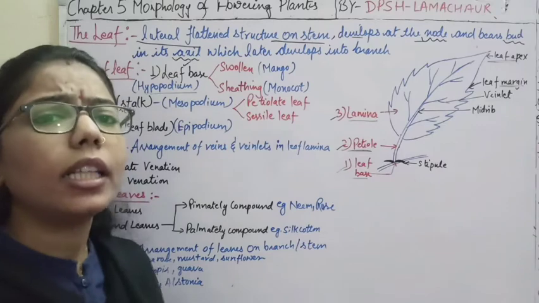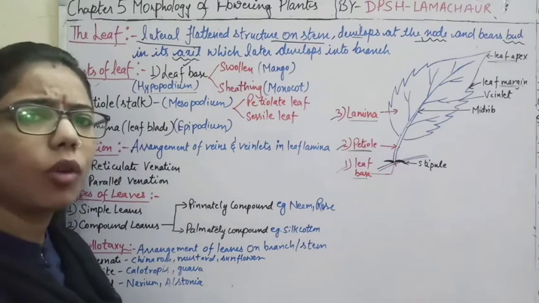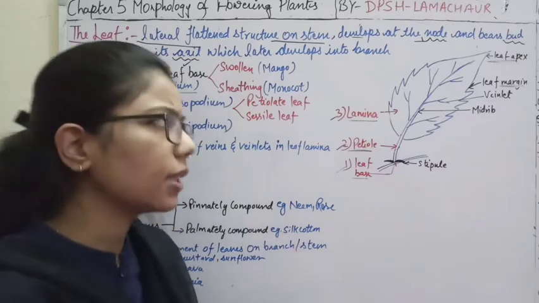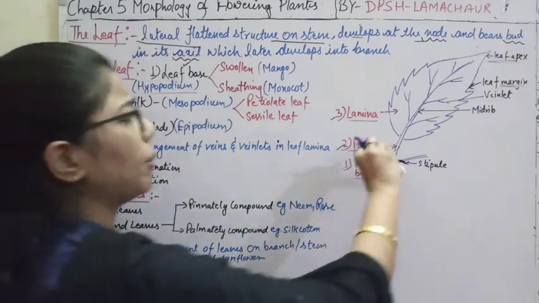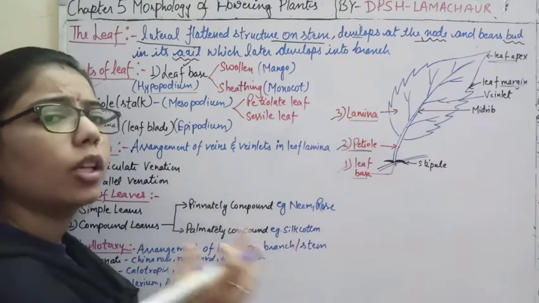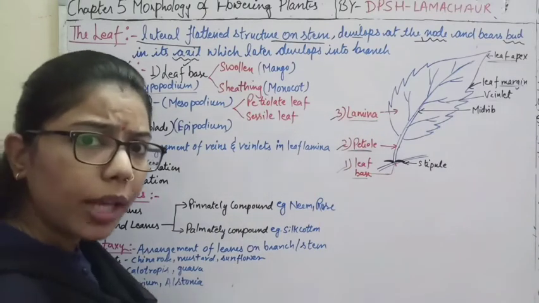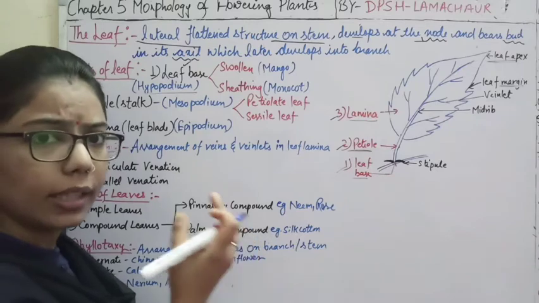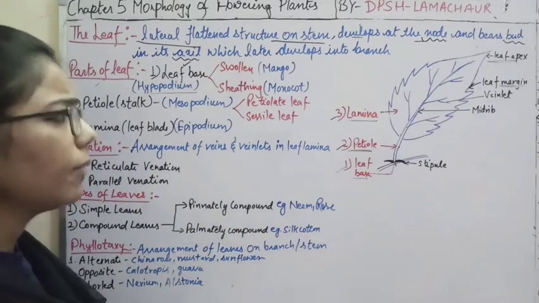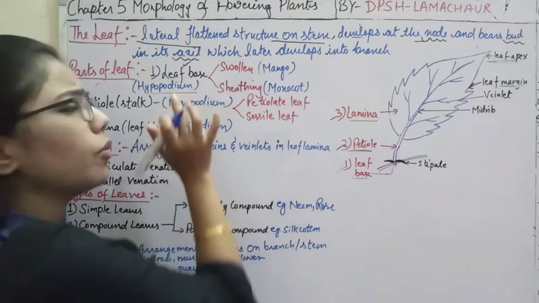As we know, the function of the leaf is what? We all know the function is photosynthesis. So this lamina, or the leaf blade, is helping to take in more and more CO2 and sunlight, so that there will be more photosynthesis. Clear?